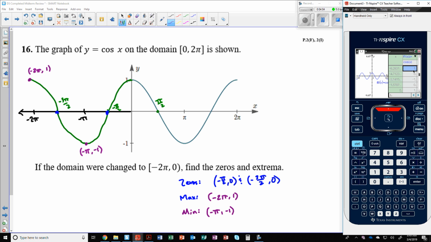So now at negative 2 pi, you have the maximum. At negative 3 pi over 2, you get 0. This is negative pi, at negative 1. This is negative pi over 2. You get the 0, and so on and so forth. That's how you do it in the graph.